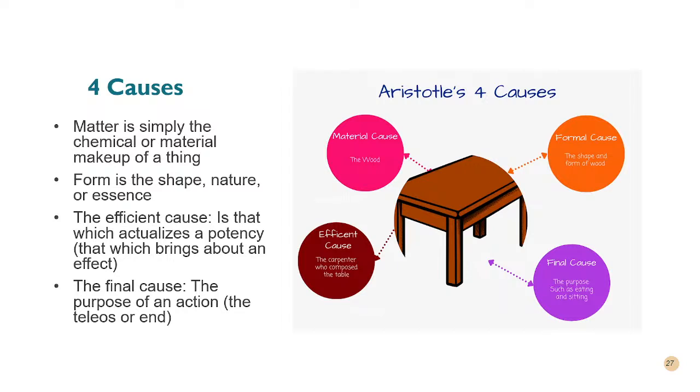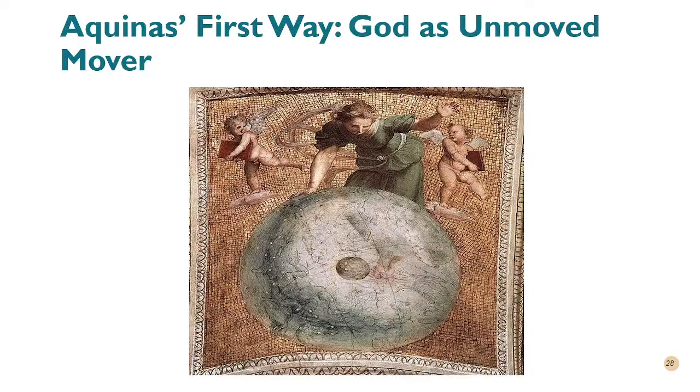It's critical to know the form. So the form of a table: it has four legs, it has some type of top. The purpose of the table is to sit and eat. That which brought it into existence is maybe a carpenter or some type of factory.